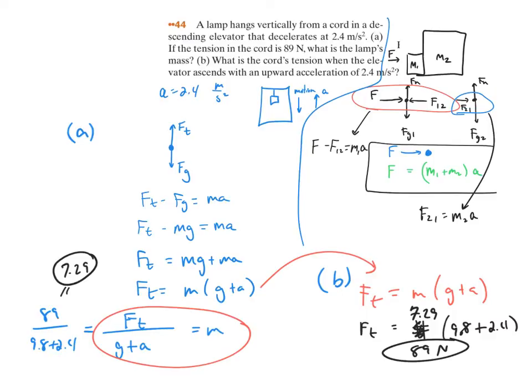So why is it positive in this case for upward? Because it's just an elevator. Okay. And this is not a ramp problem. So, okay. Up is positive, down is negative. That's going to be the same.